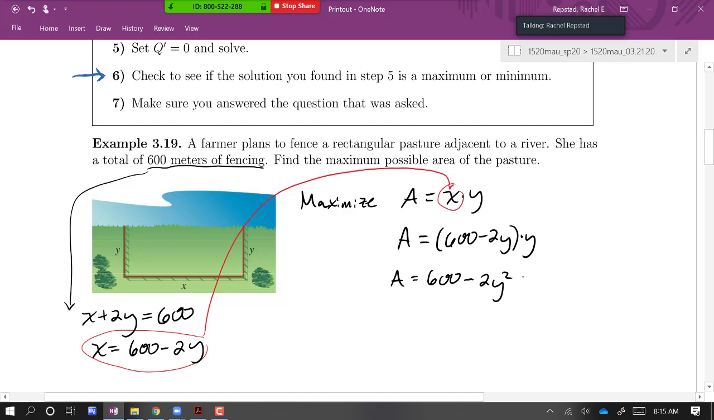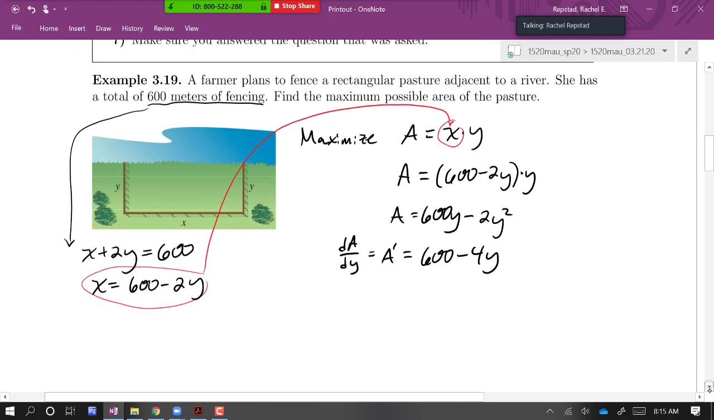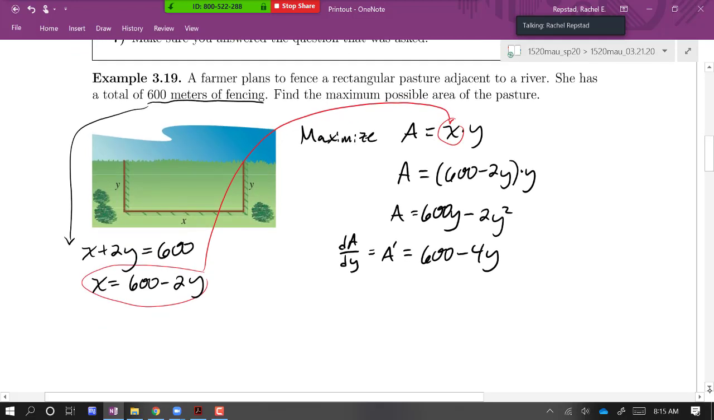And now taking the derivative is easy because it's just a polynomial. So A prime, or dA/dy if you prefer, is... somebody may have noticed I distributed the y, but I forgot to distribute it to the first term, so that should be a 600y. So 600 minus 4y. There's our first derivative. We want critical values. So the next thing we do is set A prime equal to 0.